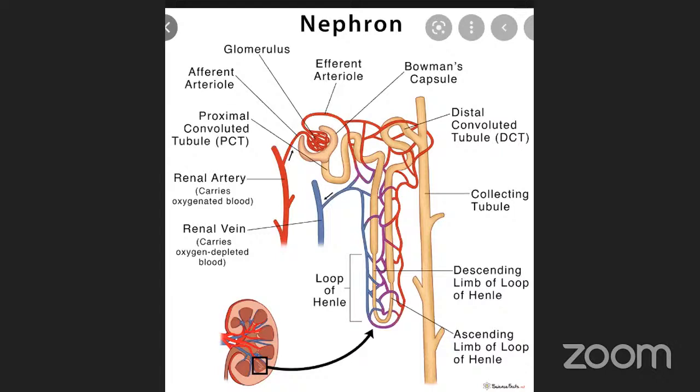So it says the fine-tuned reabsorption of salt and water. Reabsorption of salt and water takes place right at the distal convoluted tube. Okay. Right? What about the loop of Henle? What happens in the loop of Henle?